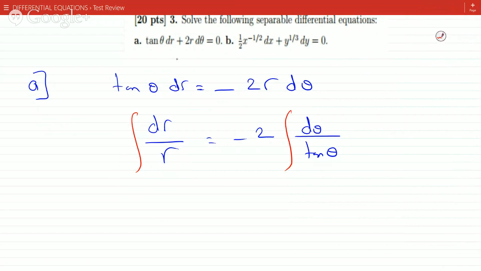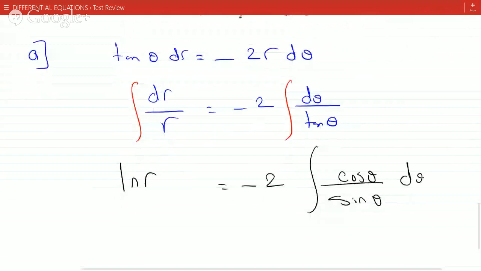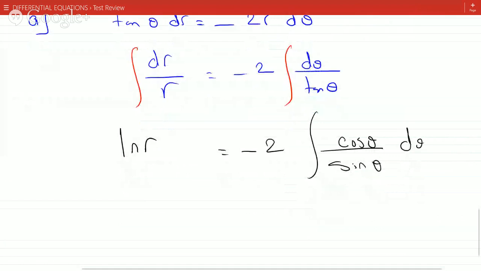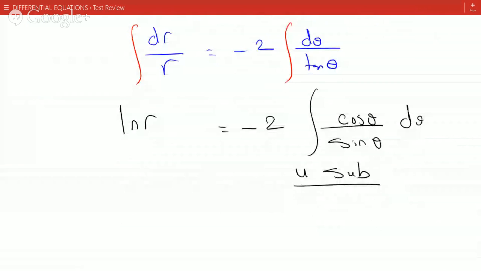What's the integral of dr over r? That would be ln r. Now, do you know how to integrate this? It'd be easier to rewrite this as, so tan is sine over cosine, so this becomes cosine theta over sine theta, d theta. And now we can use substitution. Oh, yeah, that's right. So it would be ln sine theta. Yeah.